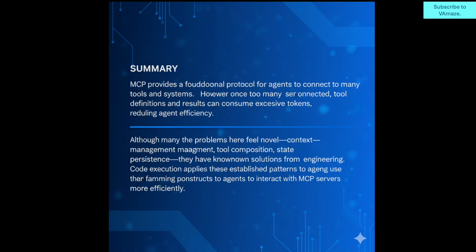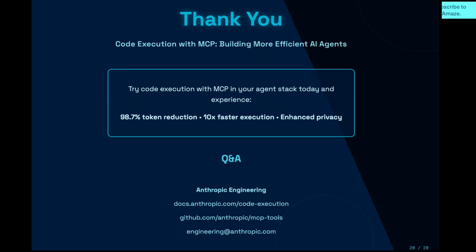The real-world results speak for themselves. 98% token reduction in some cases, dramatic cost savings, improved latency, and unlocked use cases that weren't previously feasible. But this isn't just about efficiency. It's about enabling a new generation of more capable, more reliable, and more scalable AI agent systems. As we move forward, code execution with MCP will likely become the standard approach for sophisticated AI agents. The technology is ready, the community is active, and the benefits are clear.